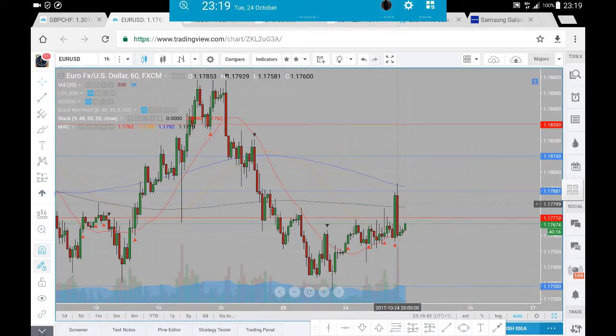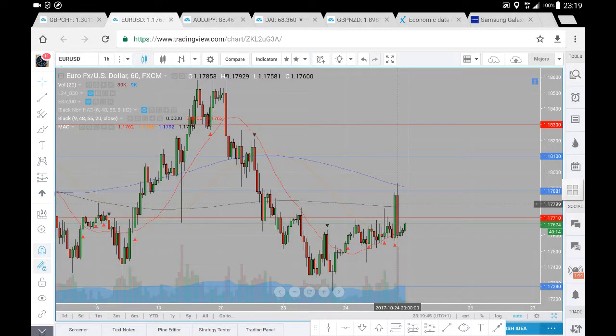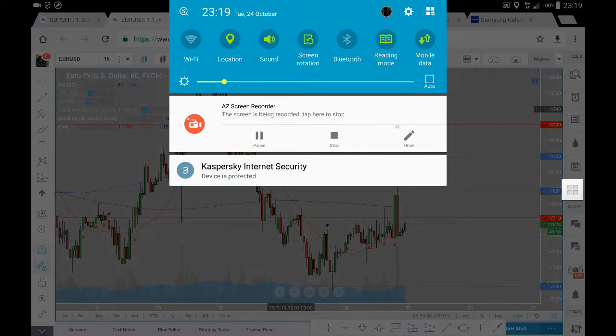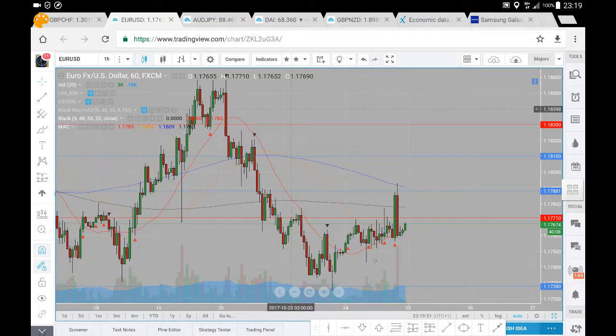So this is Euro dollar analysis for Wednesday the 25th of October. Now let's just see what happened with prices on Tuesday the 24th. As this analysis is for the 25th, we'll have a look at the 24th. So on the 24th, we did the analysis in around here.